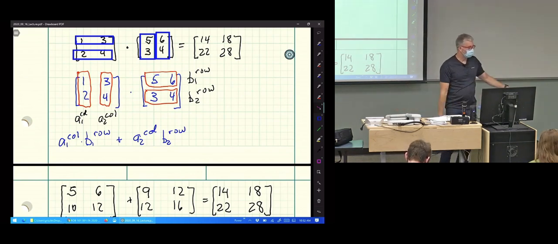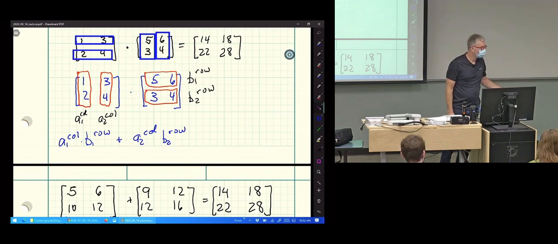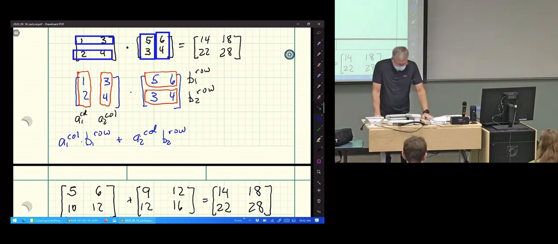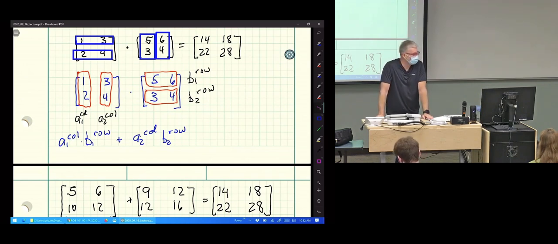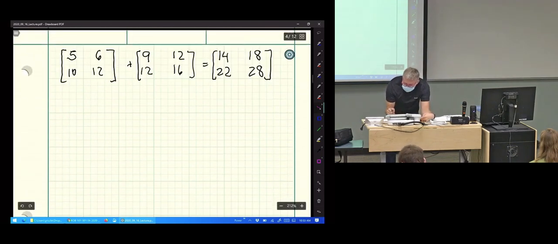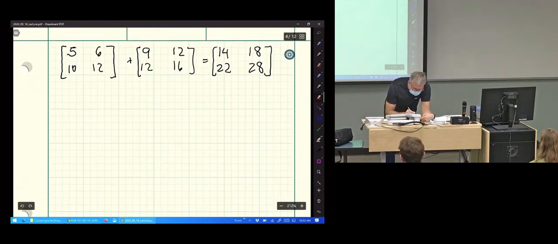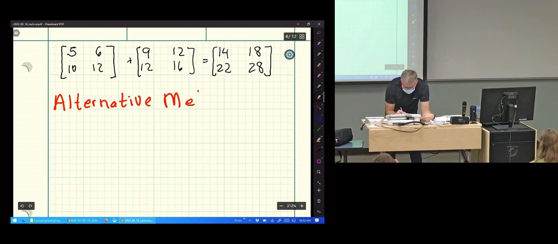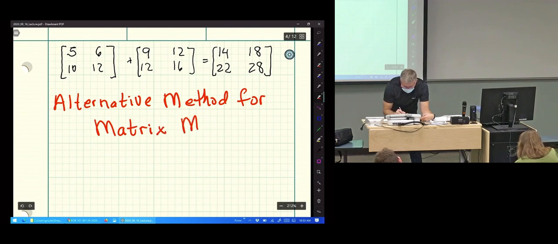Question from chat. Is there a specific name for this method? No, we're going to call it our second method for doing multiplication, or alternative method. Okay, so here's what we're going to call it. Alternative method for matrix multiplication.